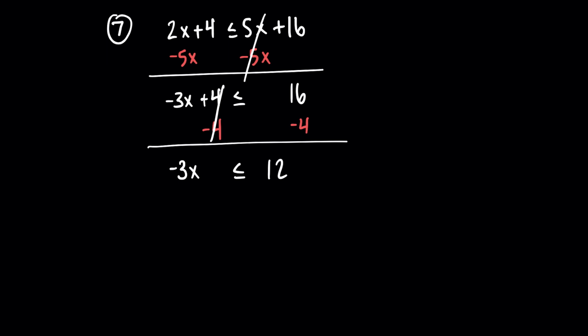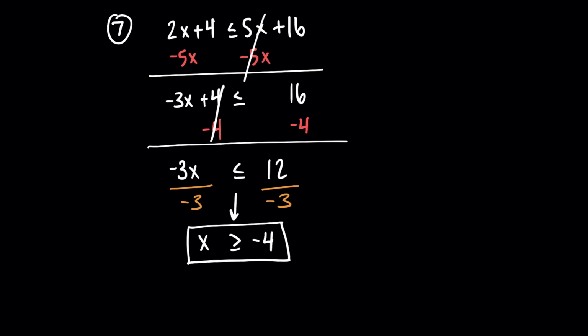So now we're at this point, and we've got the x almost by itself, but we need to divide by negative 3. And here it is. We're dividing by a negative. So when we do this, we want to say x is greater than or equal to, because we're flipping the sign. And then let's see, 12 divided by negative 3 is negative 4. So this right here is our solution.